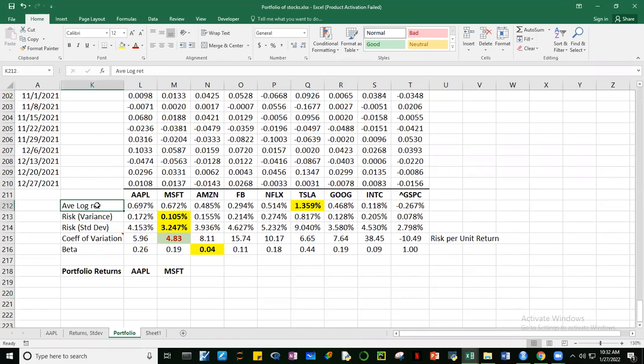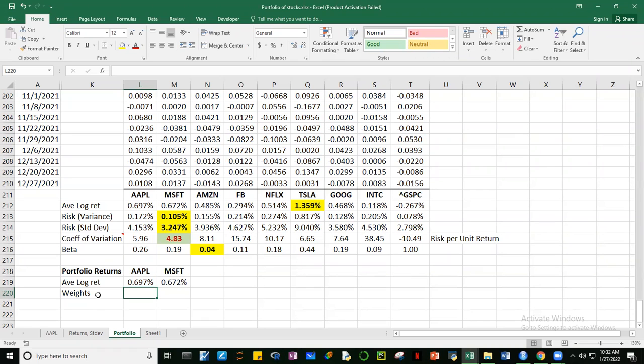So let's just copy the Control-C, Control-V. Okay? So let's just link it to the returns. Okay? So ito yung returns ni Apple at saka si Microsoft. Now, the returns of the portfolio will be dependent on the weights. Okay? So anong weight ang ipapasok mo kay Apple? Anong weight ang ipapasok mo kay Microsoft?